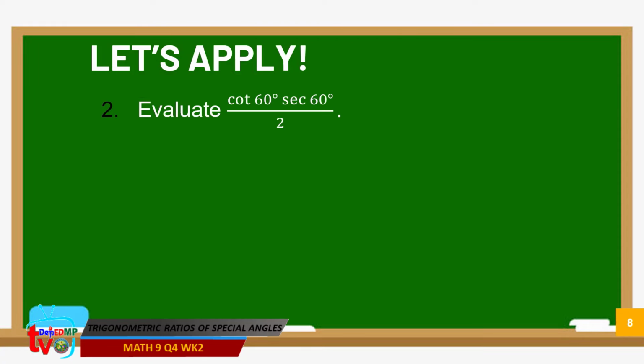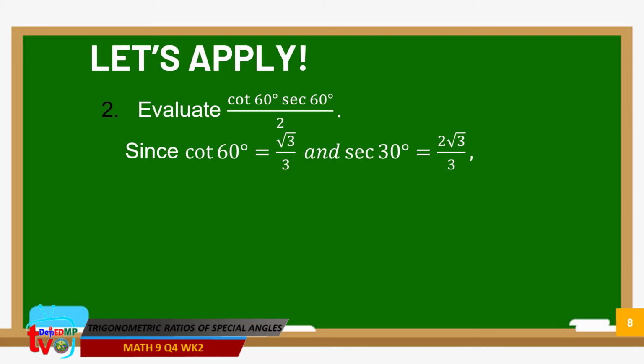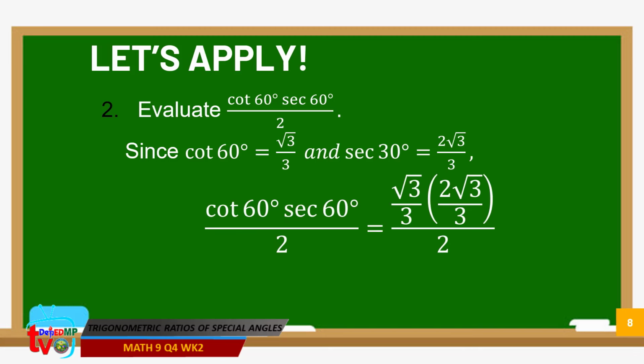Second application. Evaluate cotangent 60 degrees times secant 60 degrees over 2. Since cotangent 60 degrees is square root of 3 over 3, and secant 60 degrees is equal to 2 times square root of 3 over 3, let us substitute cotangent 60 degrees by the value, which is square root of 3 over 3.